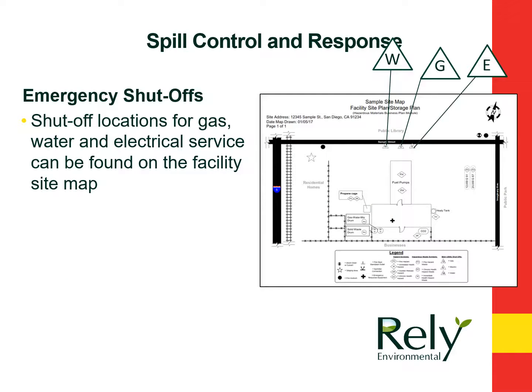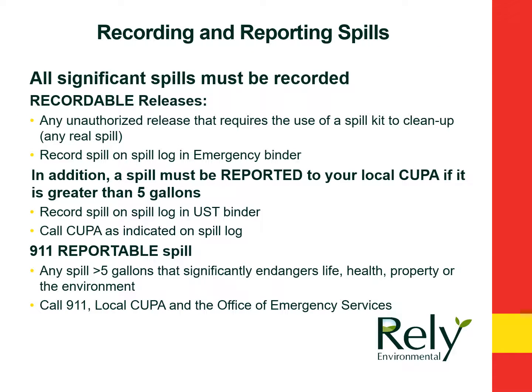Emergency shutoffs. Shutoff locations for gas, water, and electrical service can be found on the facility site map. The emergency shutoff locations vary by site. All significant spills must be recorded. A recordable release is any unauthorized release that requires the use of a spill kit to clean. These spills must be recorded in the spill log. In addition, a spill must be reported to your local CUPA if it is greater than 5 gallons. A 911 reportable spill is any spill greater than 5 gallons that significantly endangers life, health, property, or the environment.